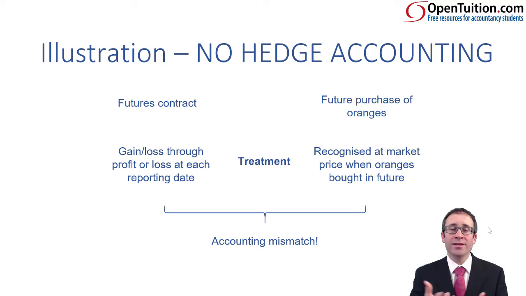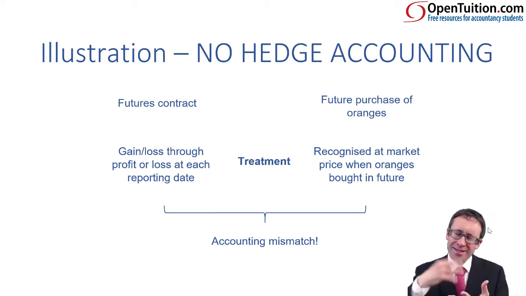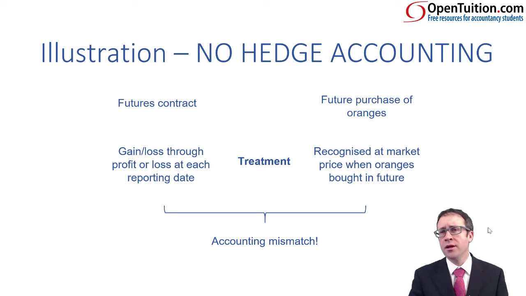And by taking that gain to profit or loss, it looks really good, doesn't it? You've got this nice big gain going through profit or loss. That puts up your profit, puts up your earnings, puts up your earnings per share. It all looks rosy from the company perspective and good for the shareholders, doesn't it? However, that derivative is not there for speculative purposes, is it? That futures contract is specifically there for hedge accounting. So we want to get rid of that accounting mismatch.